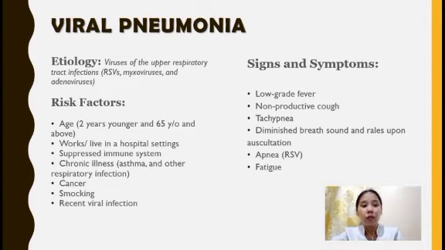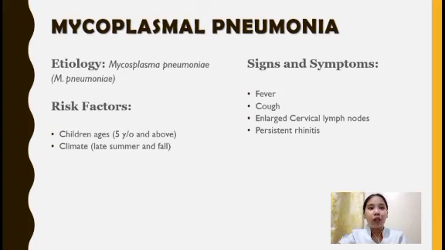So if you have a weak immune system, you are at risk for different diseases and chronic illnesses such as asthma and other respiratory infections, cancer, smoking, and recent viral infection. For the signs and symptoms, again, it begins as an upper respiratory tract infection, and after a day or two, you may experience low-grade fever, non-productive cough, tachypnea, also diminished breath sounds and rales upon auscultation. RSV may also cause apnea and fatigue.